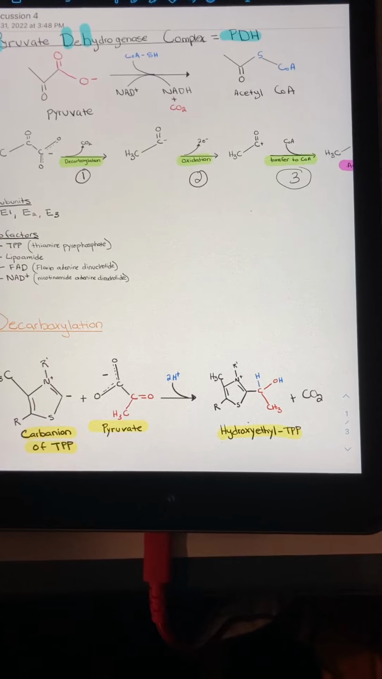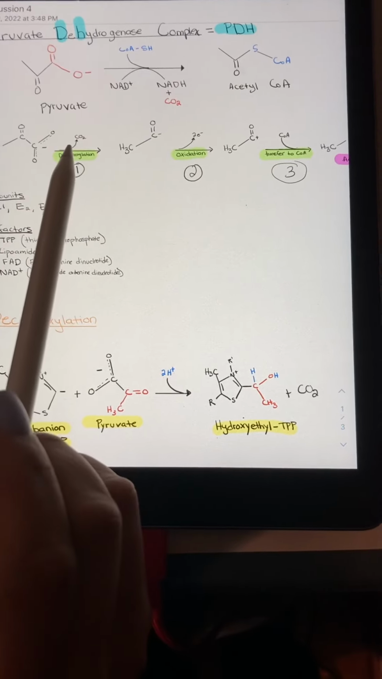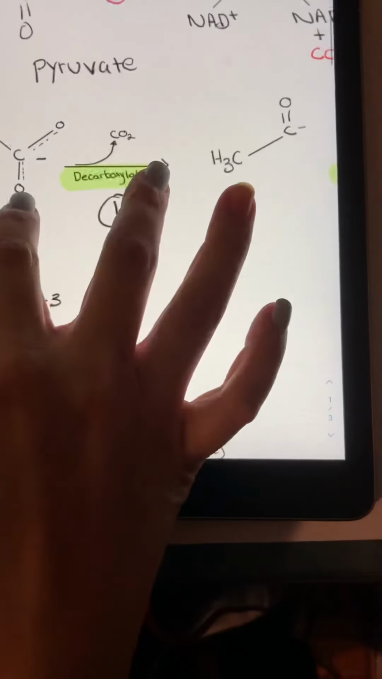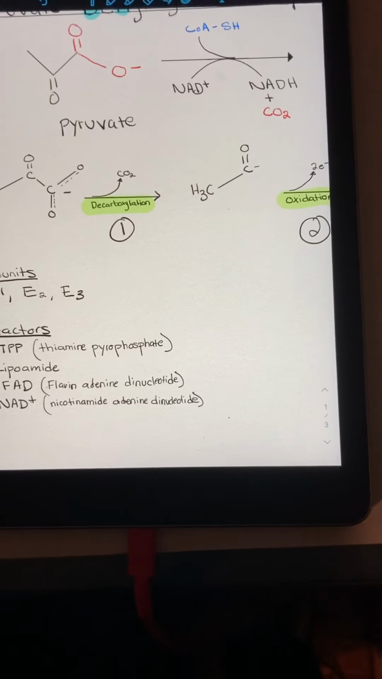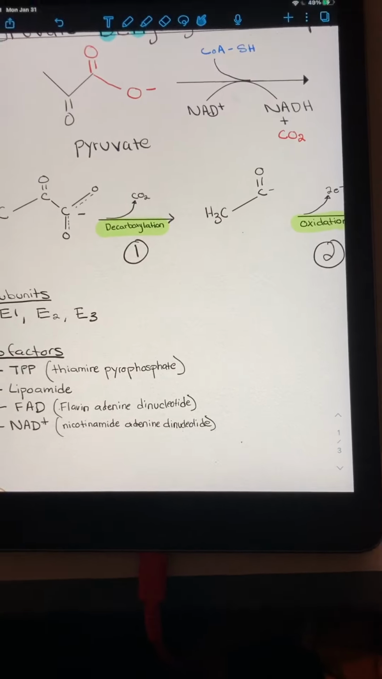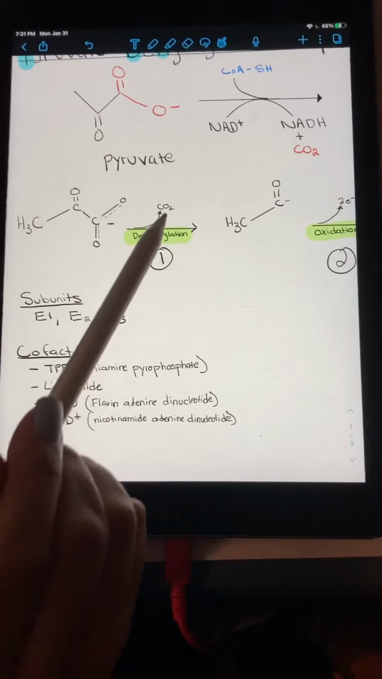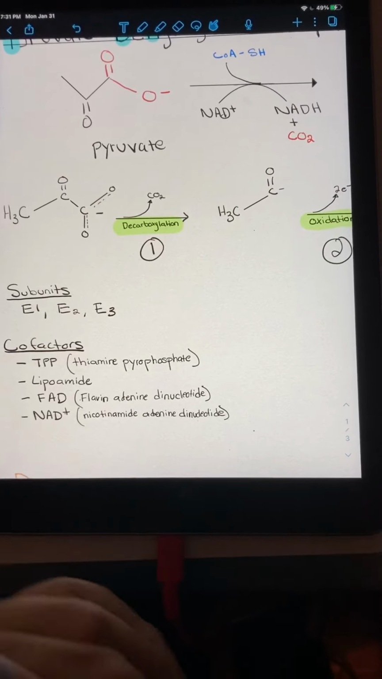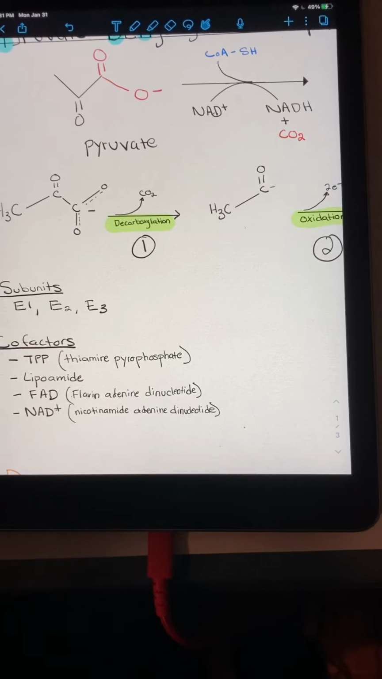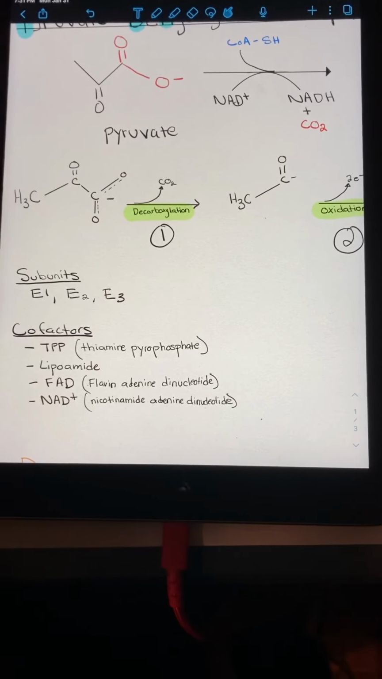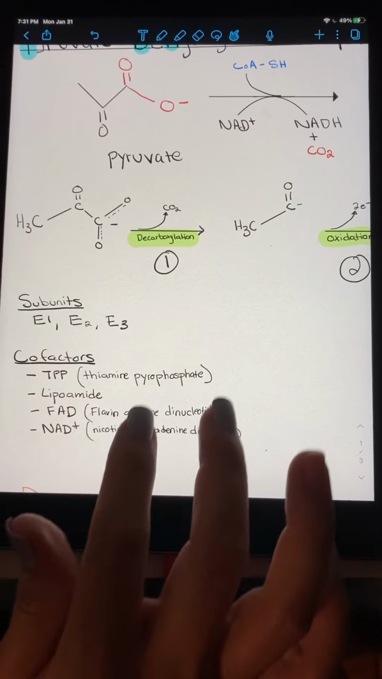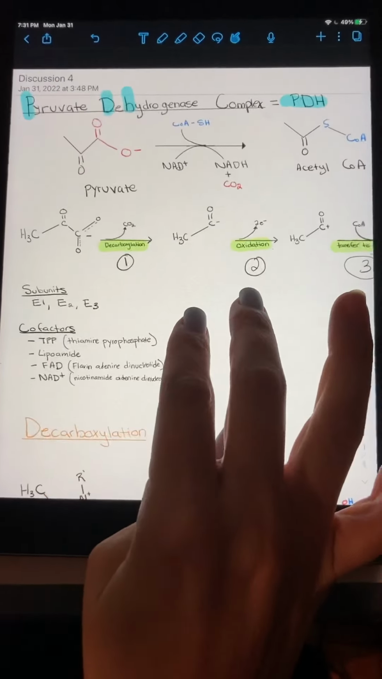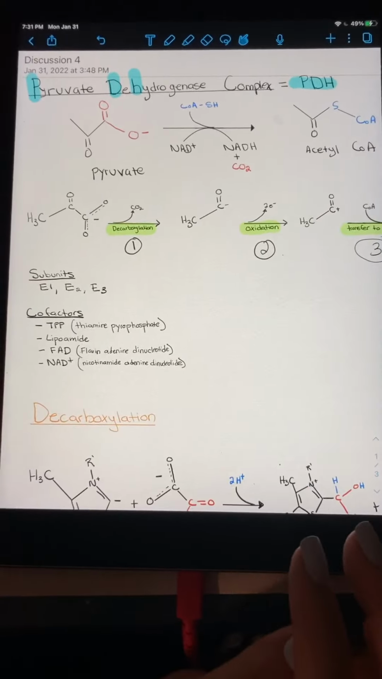First, there's a decarboxylation of the pyruvate molecule to release the carbon dioxide, and there's a transacetylase reaction that moves the acetate functional group of pyruvate to the coenzyme A carrier to produce acetyl CoA.